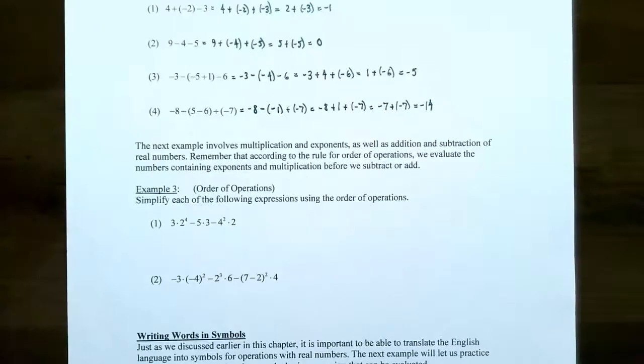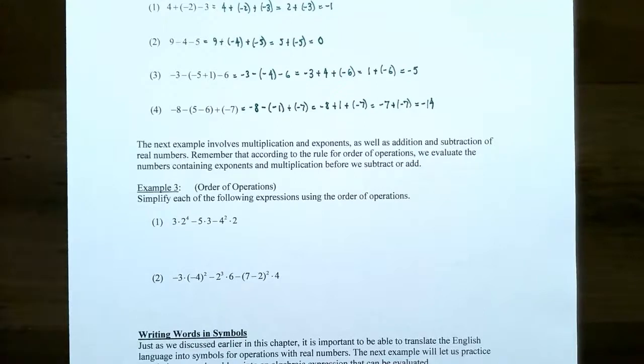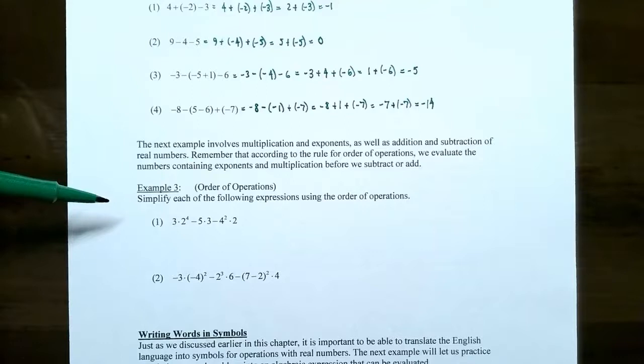In the next example, we're going to figure out how to do multiplication and exponents as well as addition and subtraction of real numbers. So again, keep in mind the order of operations. Make sure you do grouping or parentheses first. Then exponents are second, multiplication and division from left to right, and then addition and subtraction is last, but also from left to right. So example three, order of operations. Simplify each of the following expressions using the order of operations.